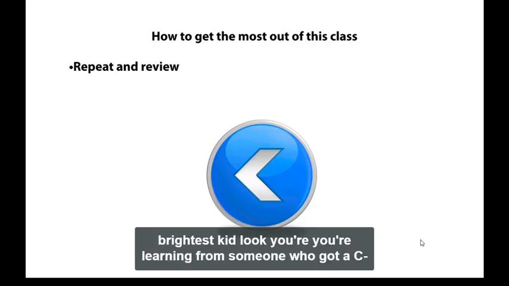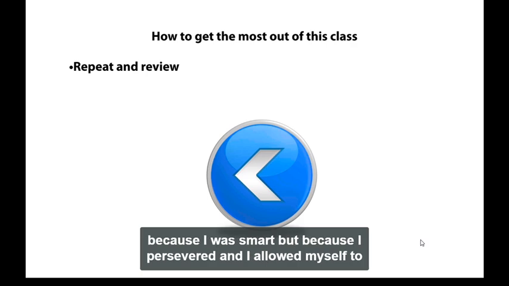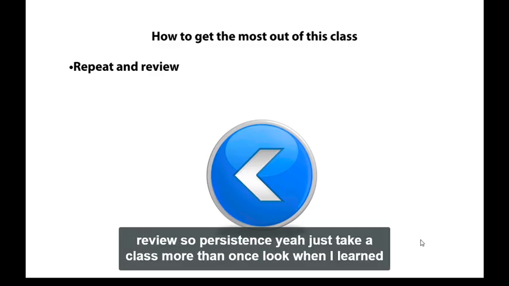Look, you're learning from someone who got a C minus in calculus his first time through. But I eventually got an A in it. Why? Not because I was smart, but because I persevered and I allowed myself to review. So, persistence. Yeah, just take a class more than once.